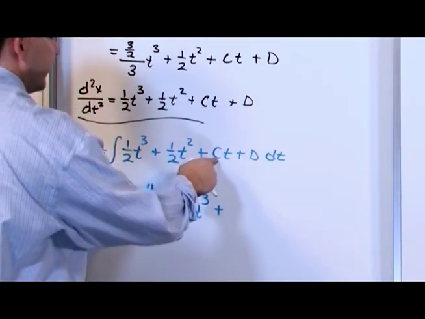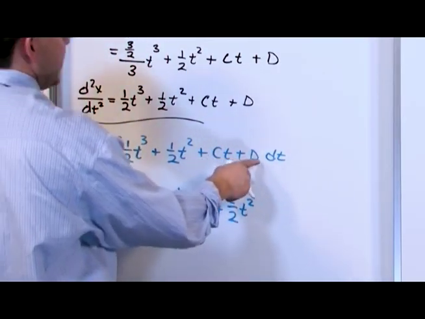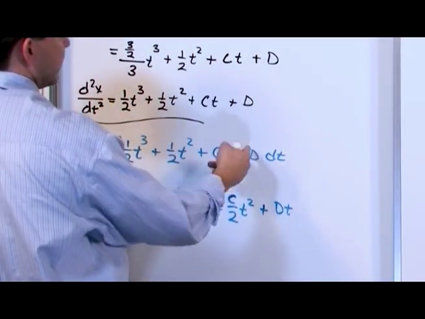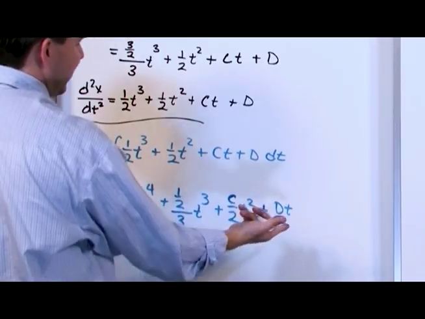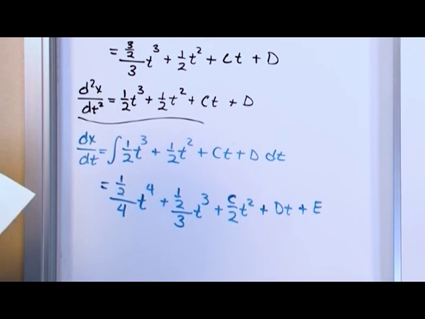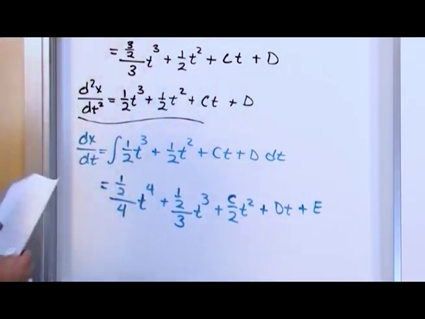Plus, how do you integrate this? This is just a number, don't forget that, so you can do c over 2 t squared for this guy, integral of this, plus d times t, because this is just a constant, so if it were 5, it'd be 5t, so here it's dt, plus e. Now you see why I do different letters for my constants, because I can see constant, constant, constant. If I have C1, C2, C3, it gets really complicated.